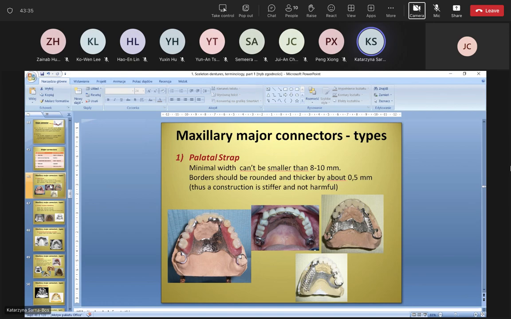And the first one is the palatal strap. So this is an example of the palatal strap. These are some rules of making the palatal strap. This is the most common maxillary major connector. The minimal width should not be smaller than 8 to 10 millimeters. So this dimension should be 8 to 10 millimeters. Borders should be rounded and thicker by about 0.5 millimeter. Thus, the construction is stiffer and not harmful.